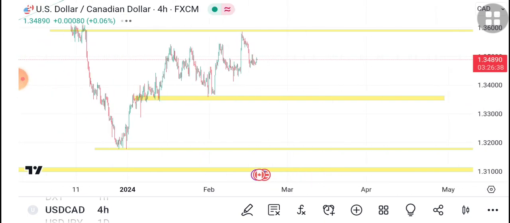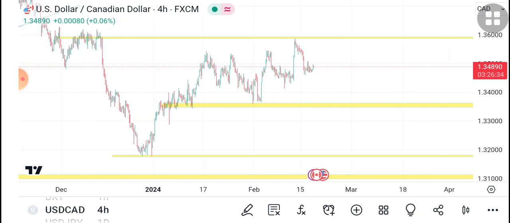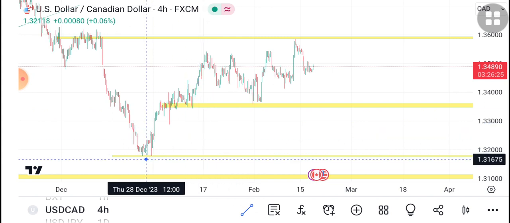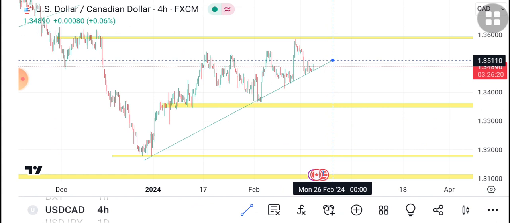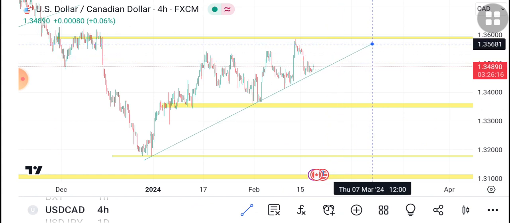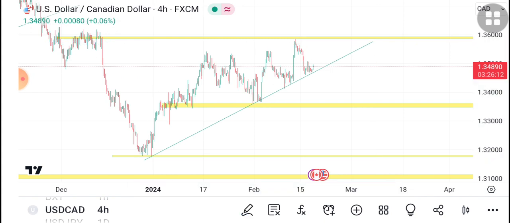When I go to my 4-hour time frame, you can see that my analysis is now broken down into many candlesticks. So let me draw a trend. Okay, we have this trend. This is the trend that I was spotting while I was still on a daily time frame.